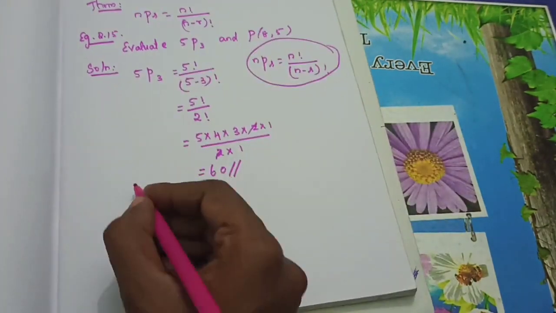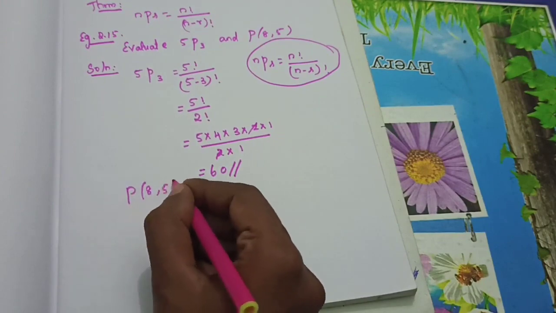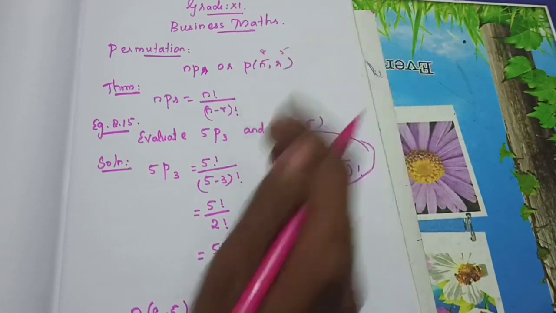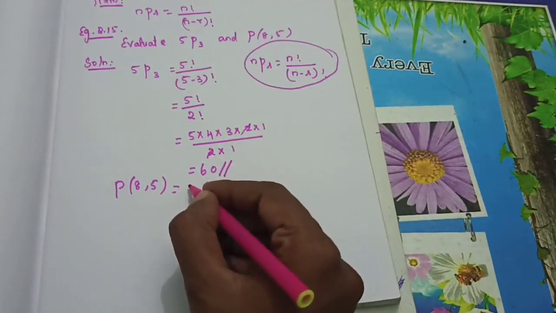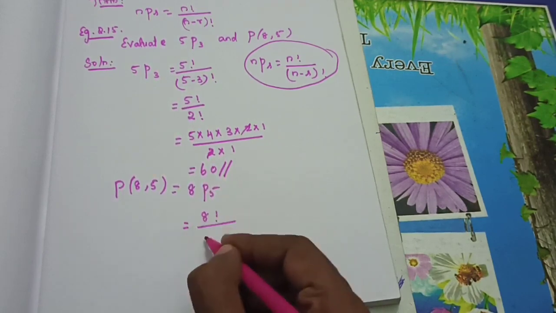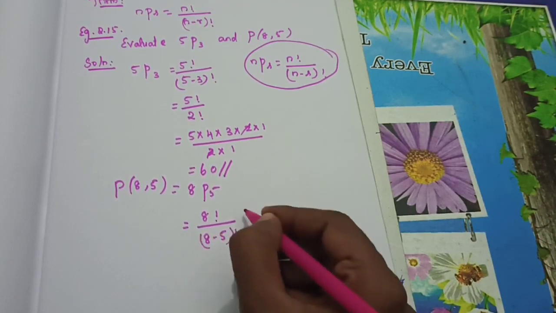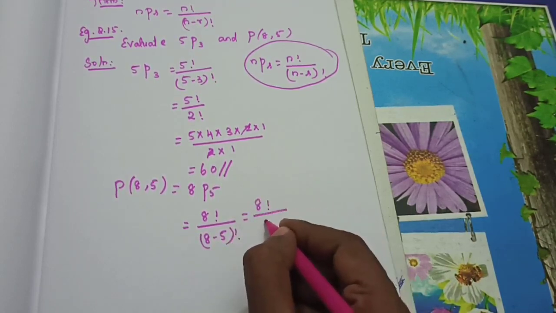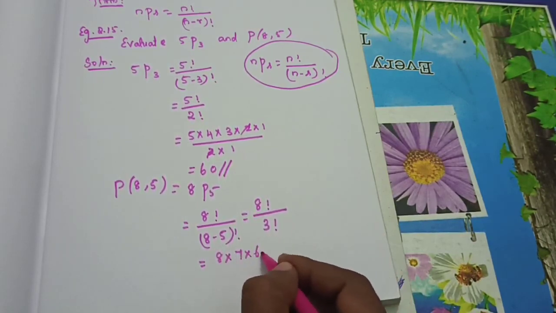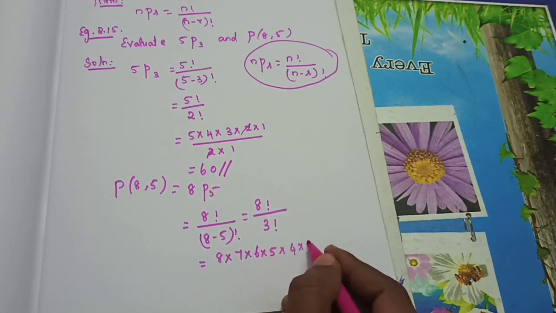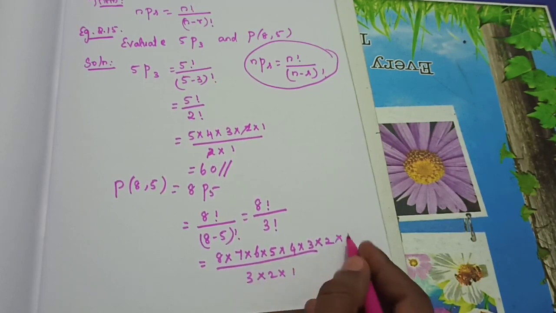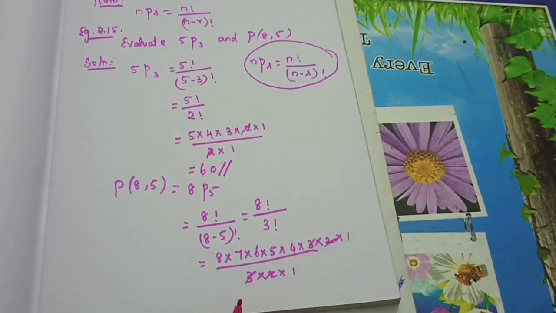Shall we move to the next one? That is P(8, 5). Here P(8, 5) means n value 8, r value 5. Shall we substitute? So 8P5 equals 8 factorial divided by (8 minus 5) factorial, that's equal to 8 factorial divided by 3 factorial. How will you write this one? 8 into 7 into 6 into 5 into 4 into 3 into 2 into 1 divided by 3 into 2 into 1. So these terms will get cancelled. Then multiply all the terms.